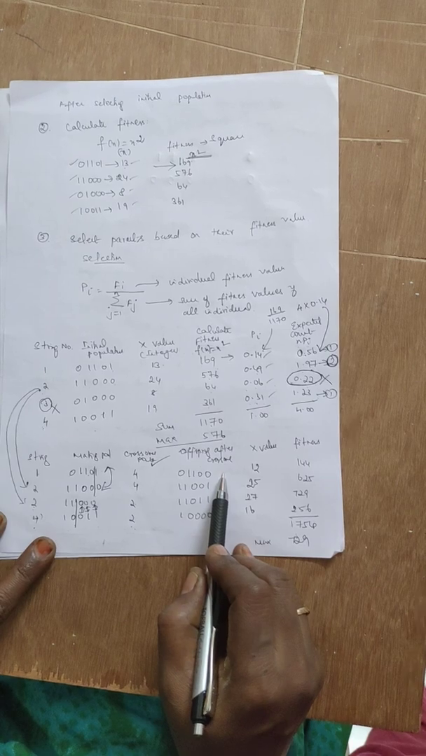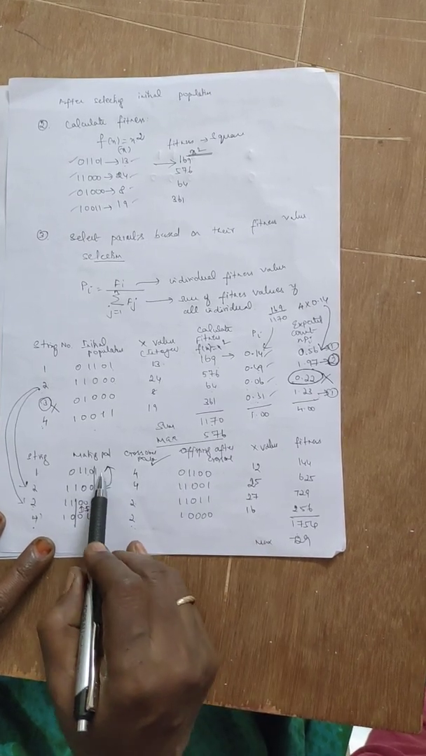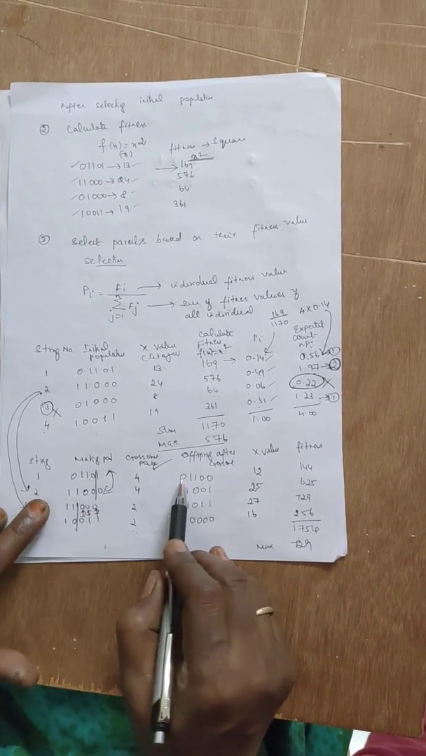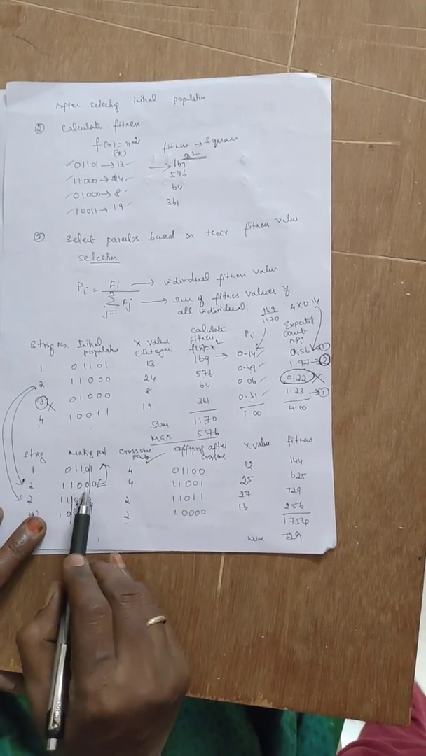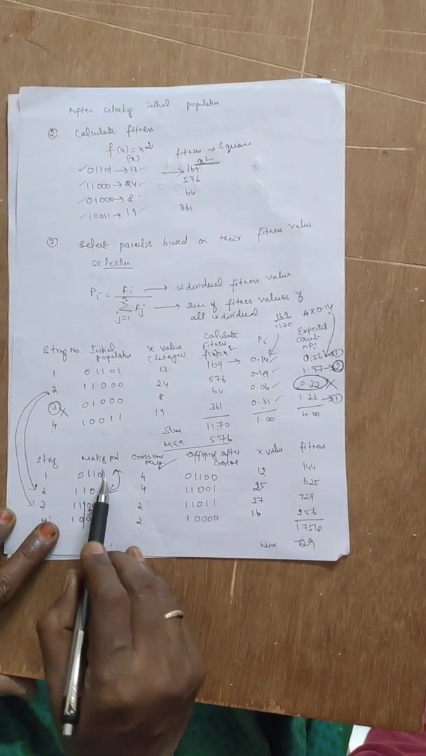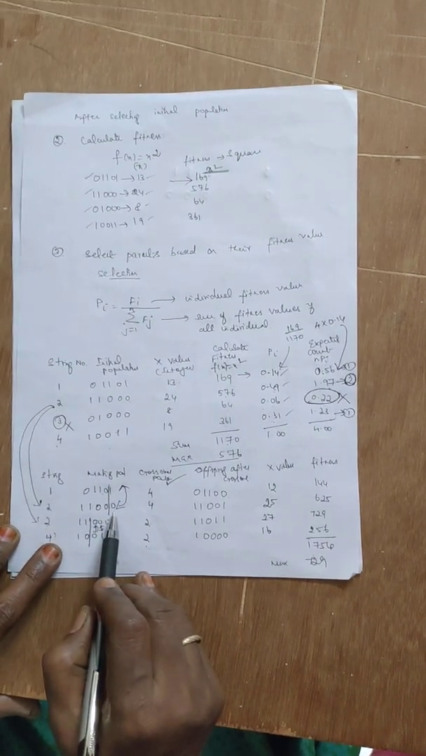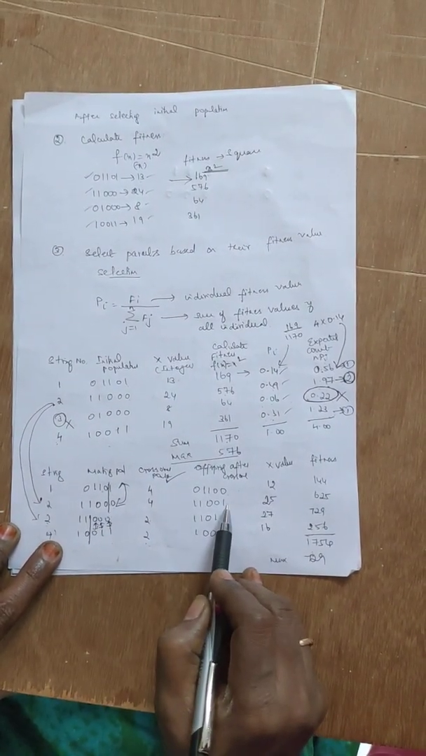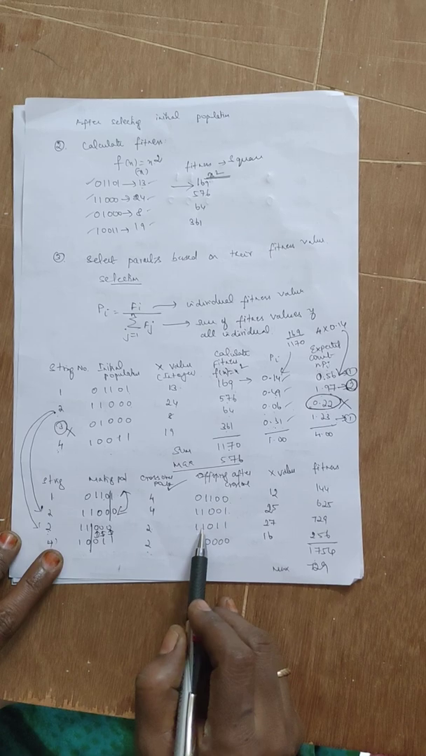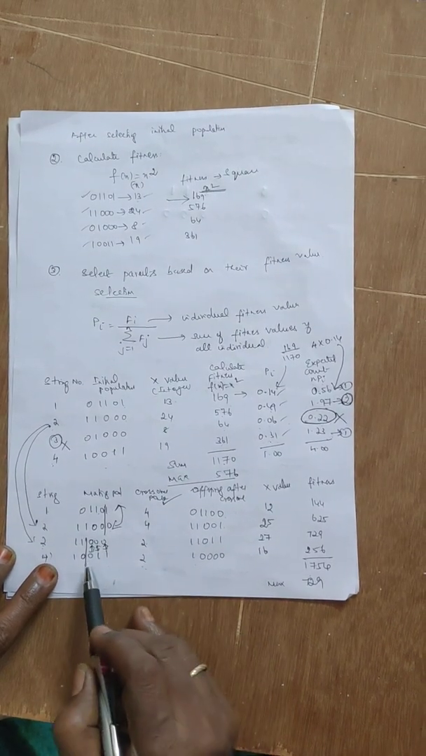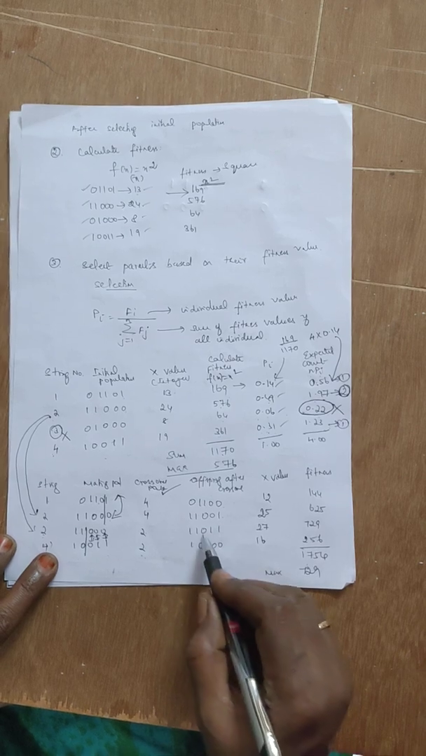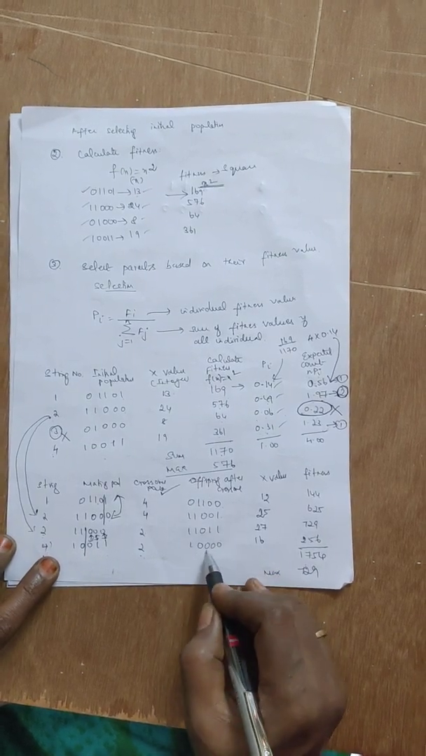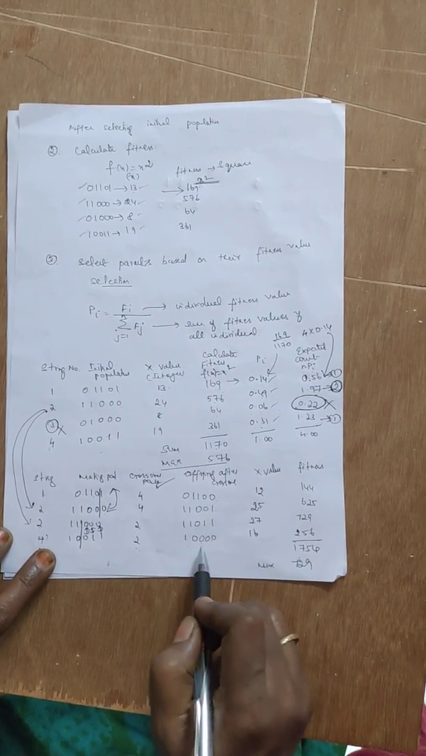Offspring after crossover, look at this, the 0 will move to the first string. So 0 1 1 0 0. For the second string you write 1 1 0 0 as it is. The 1 from the first string comes to the second string position, so it is 1. Like that, for the third and fourth strings, after the crossover point the bits get swapped. So 0 1 1 comes to the third position, 0 0 0 goes to the fourth position.